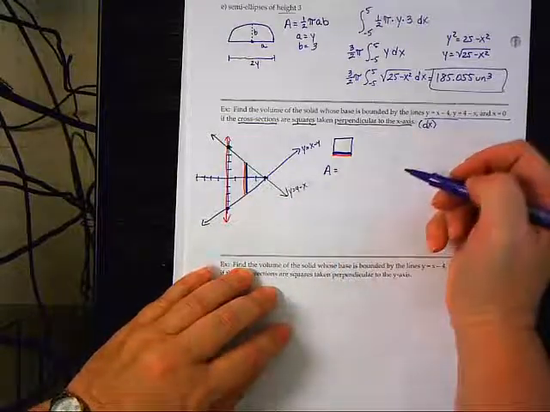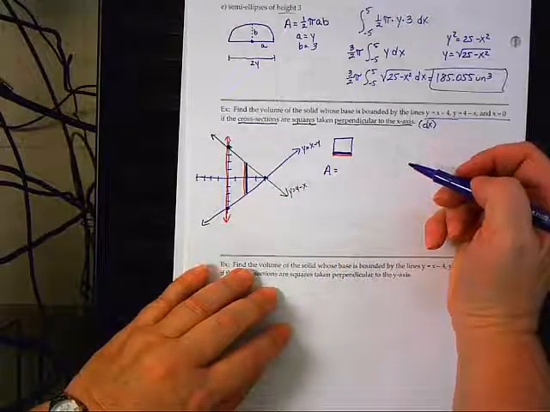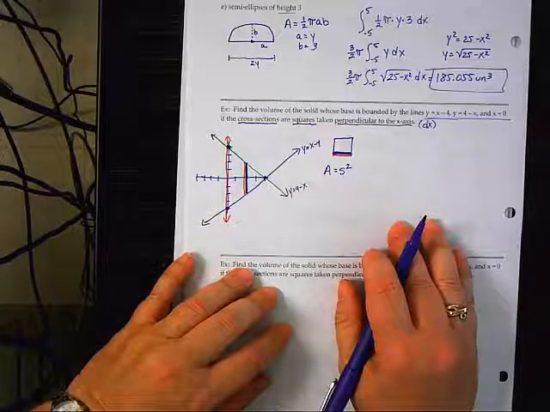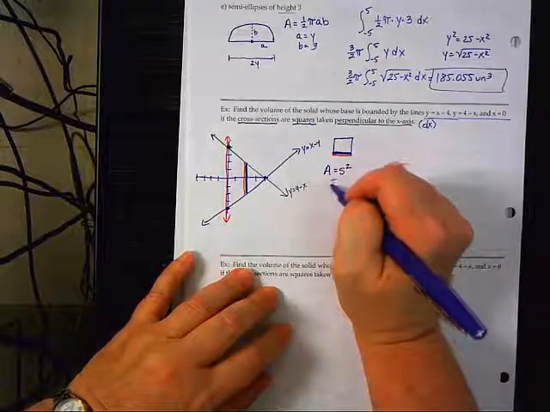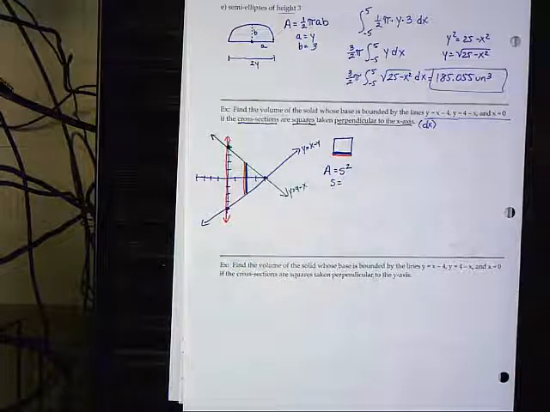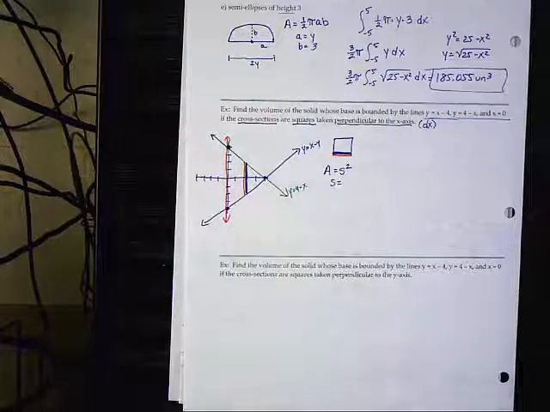What is the formula for the area of a square? S squared. Okay? Now, here's the big question. How long is S? How long is that red line I just drew on the bottom of the square? No, it can't be 2y because there are two different y's up there. Two of which y? The green y or the purple y?